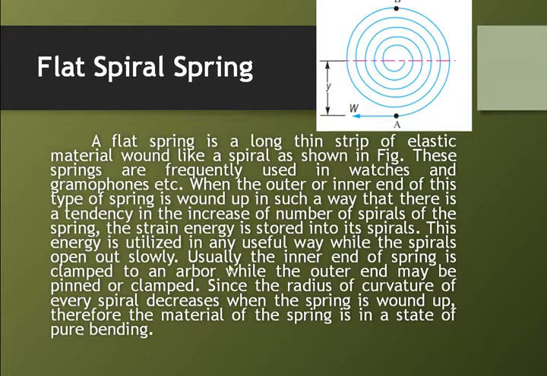Usually the inner end of the spring is clamped to an arbor, while the outer end may be pinned or clamped. See, this inner end is clamped to an arbor, and the outer end is pinned or clamped to the required component. Since the radius of curvature of every spiral decreases when the spring is wound up, the material of the spring is in a state of pure bending. Here also, the bending phenomenon will take place.